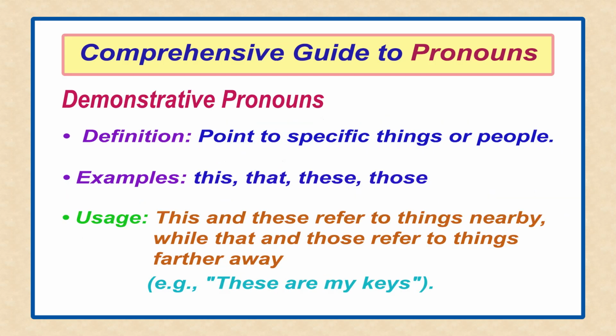Demonstrative pronouns. Definition: point to specific things or people. Examples: this, that, these, those. Usage: this and these refer to things nearby, while that and those refer to things farther away. Example: these are my keys.